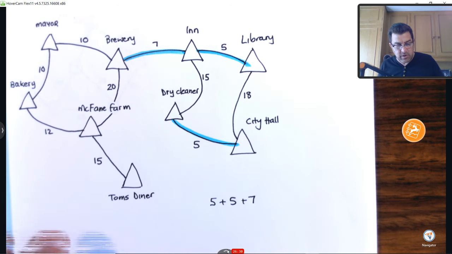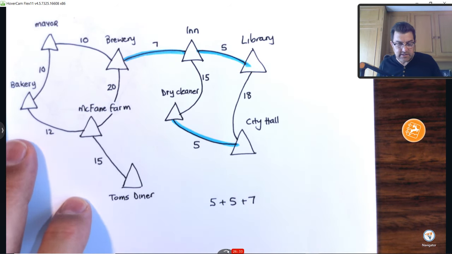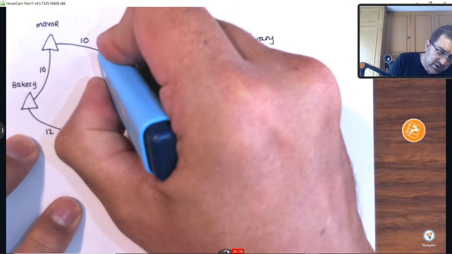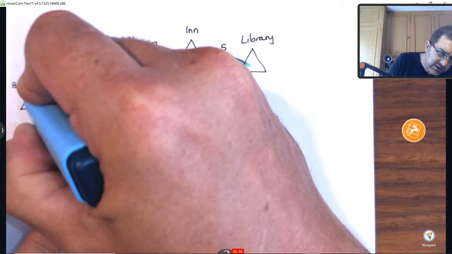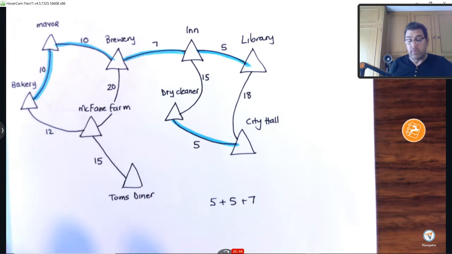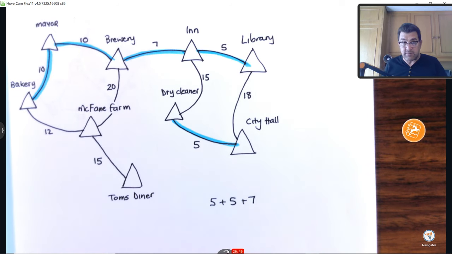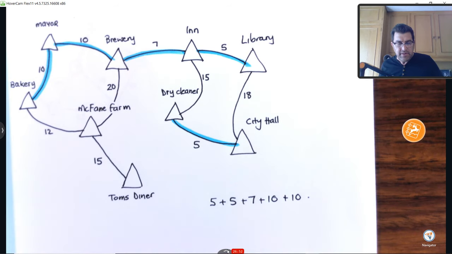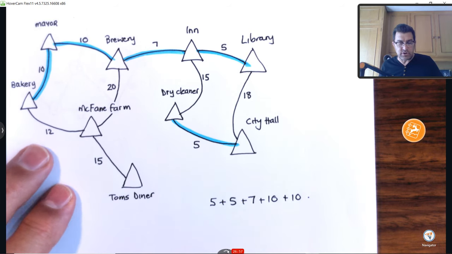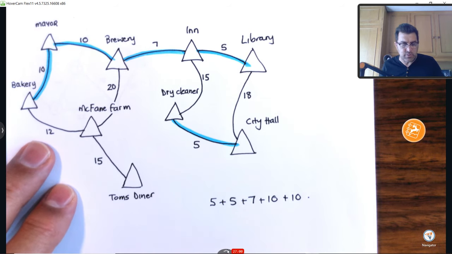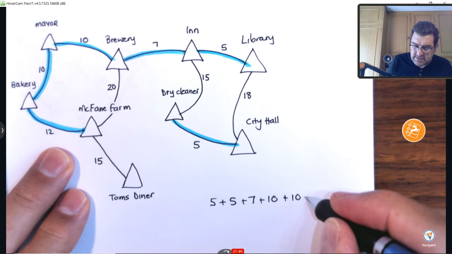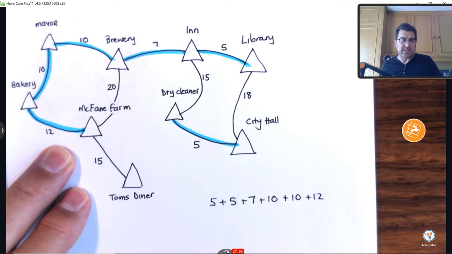Then the next weight after 5 and 7, that's the smallest, seems to be 10. There's two 10s. If I use that 10 and this 10, I still have not formed a cycle. So I've got the two 10s in on the Kruskal algorithm. The next highest number is 12. Yeah, after 10, it's 12. If I choose this side here, folks, you can see I still have not formed a cycle.